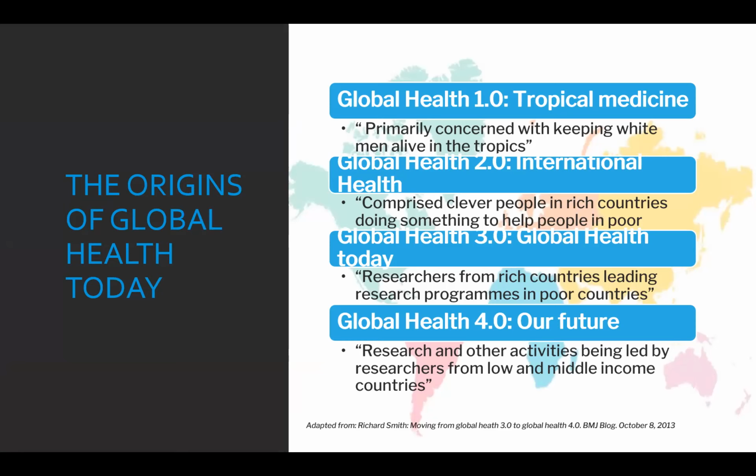Global health 2.0 changed to international health, and it really comprised quote unquote clever people in rich countries doing something to help people in poorer countries. And then that changed to what we talk about now, which is global health, which is a lot of times researchers from rich countries leading research programs in poorer countries. I just want to spend a moment and define the difference between international health and global health. So international health focuses on issues of countries other than one's own, especially high-income countries working in low-income countries. Solutions require binational cooperation, and it's not really multidisciplinary, it's more vertical programming and silos.